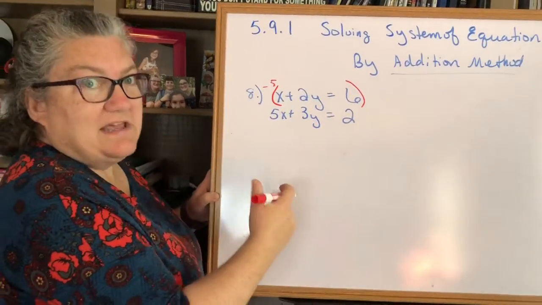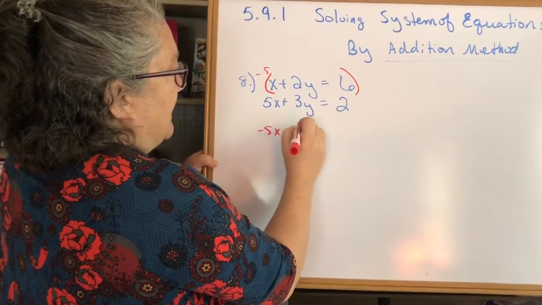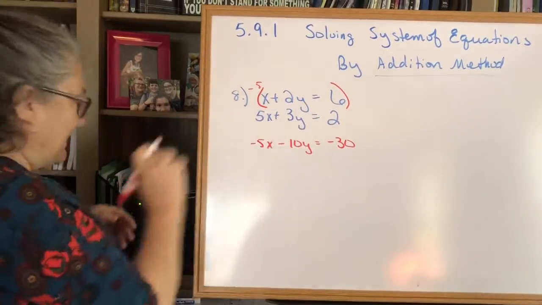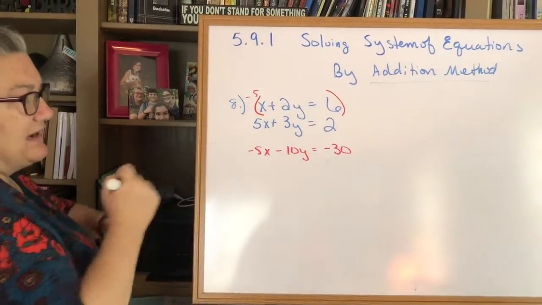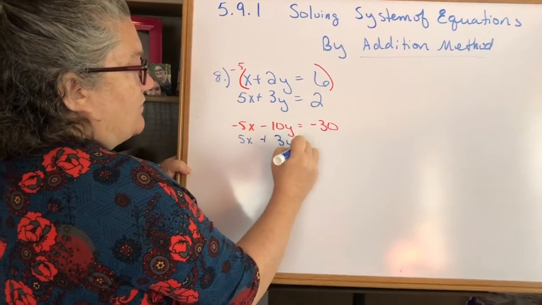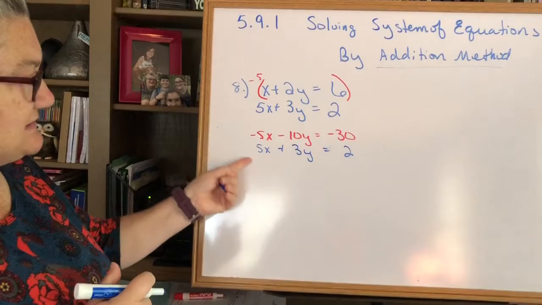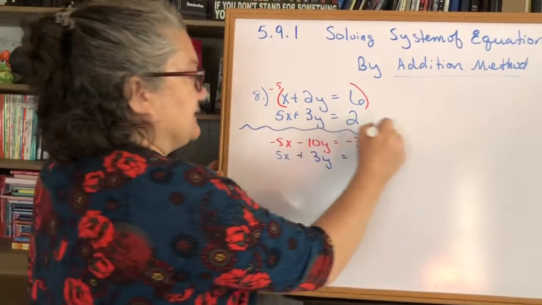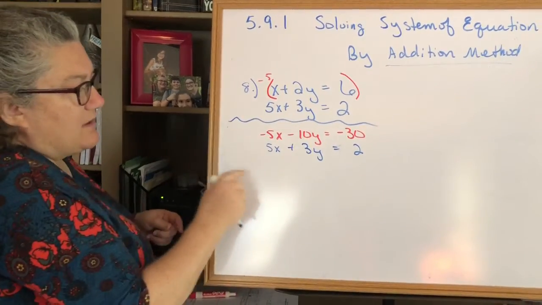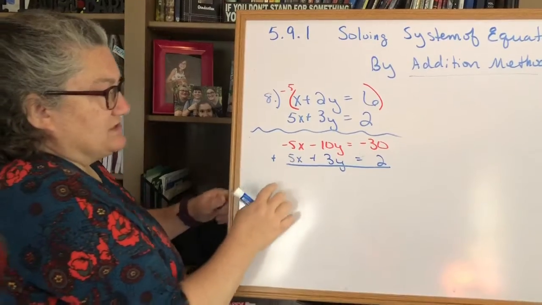And then I'm going to rewrite it. You always want to rewrite your problem. So this would be -5x minus 10y equals -30. I multiplied everything in that top equation by -5. And I'm just going to rewrite the second equation, 5x plus 3y equals 2. Now I have opposite coefficients. My x's here are opposites. So I'm just going to separate them, draw a line, and add these two equations together.